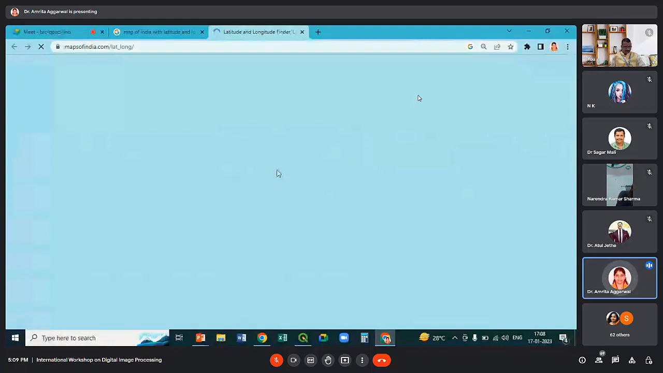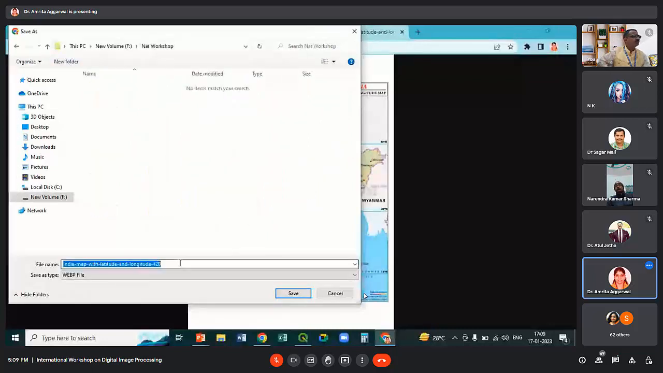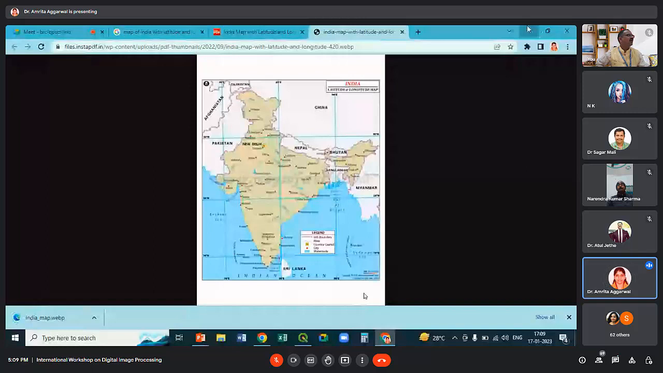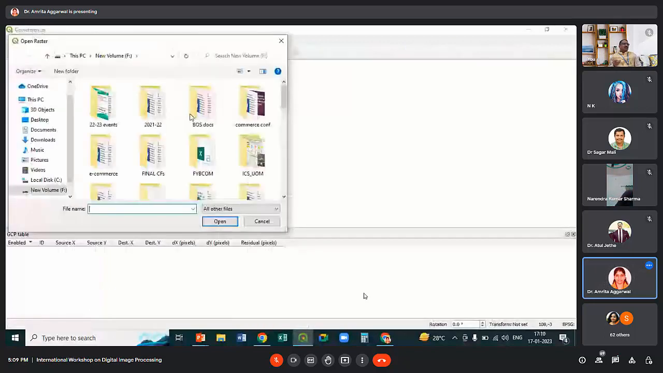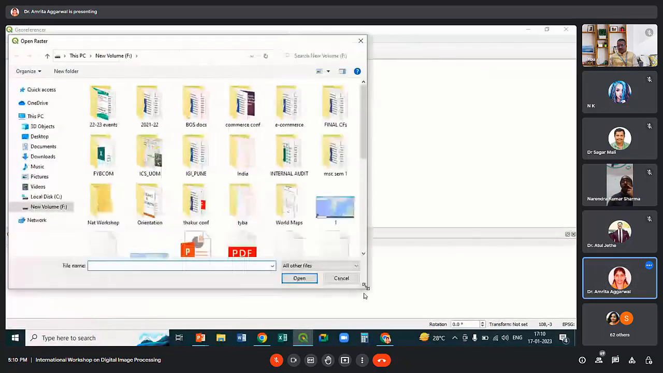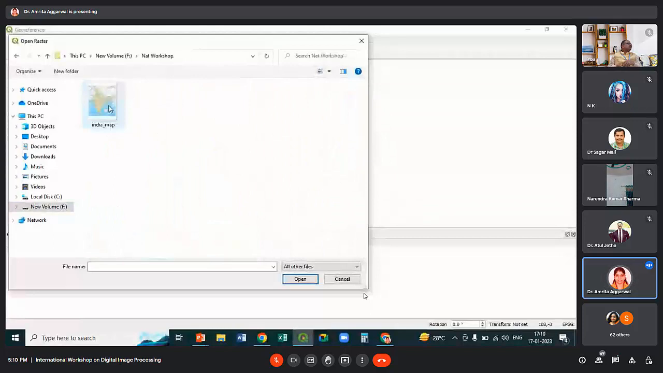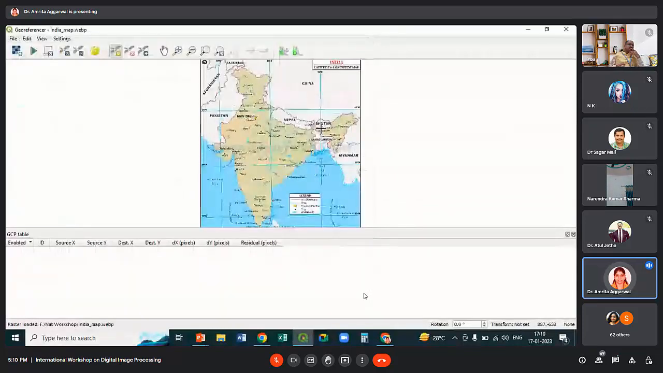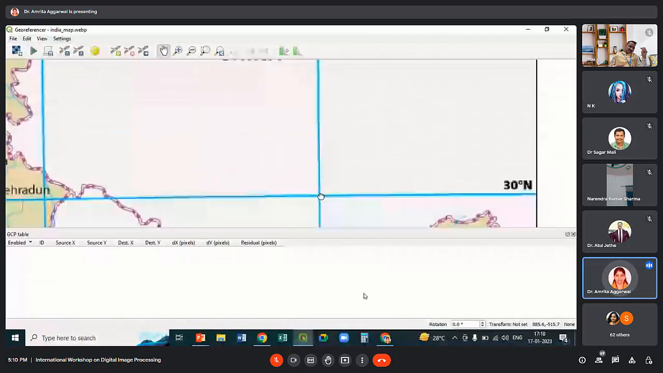So I'm creating a folder and I'm going to save it. Yes, now I click on a new project. I go to raster, georeferencer. I open a raster image. And I browse my folder. And I open it. Now in this imagery, I have already downloaded it with latitude and longitude. So I need not rely on Google.